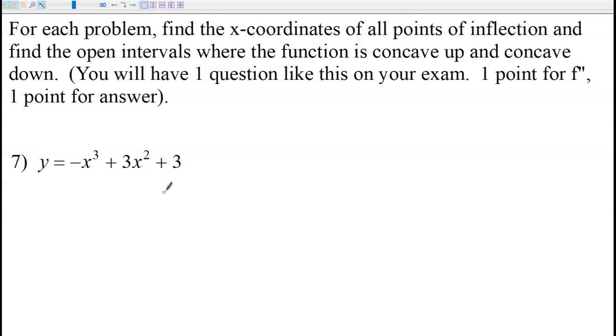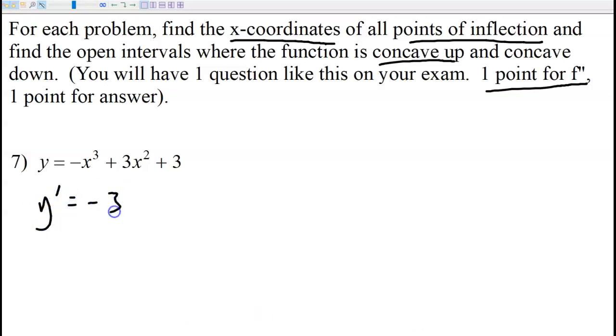And so in this problem, we're being asked to find the x-coordinate of the points of inflection. And also, we want to find the intervals of concavity, concave up and down. Right? So you get 1 point for finding your derivative, and you also get 1 point for finding your answer. So, first of all, we take the first derivative, which is -3x squared plus 6x.